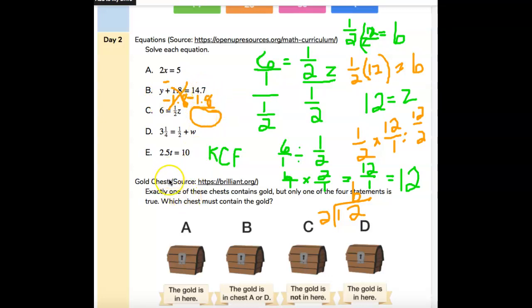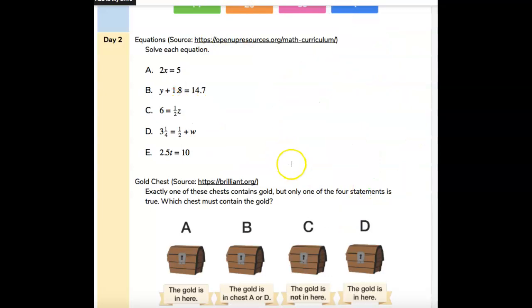All right, let's move on to the next one. If you have any trouble with that, just reach out and I'll help you. All right, we're going to skip the gold chest one.